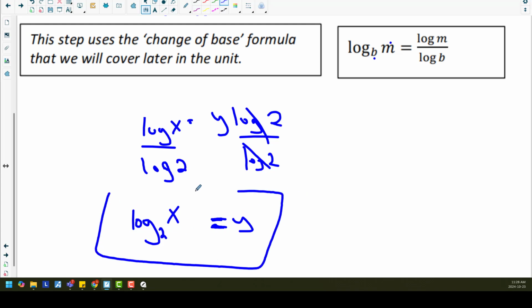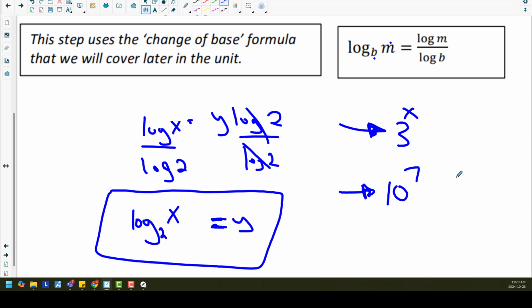Now this is a little confusing, especially if you haven't really dealt with logs before. Remember, when we're dealing with exponents, they always have a base value. For example, 3 to the power of x, 10 to the power of 7. In this case, my base value is 3. In this case, my base value is 10. It's the number that's being repeatedly multiplied. That's what exponents do, right? So this is the same thing as 10 times 10 times 10, 7 times. That's what exponents are. So the base value, and then the exponent.